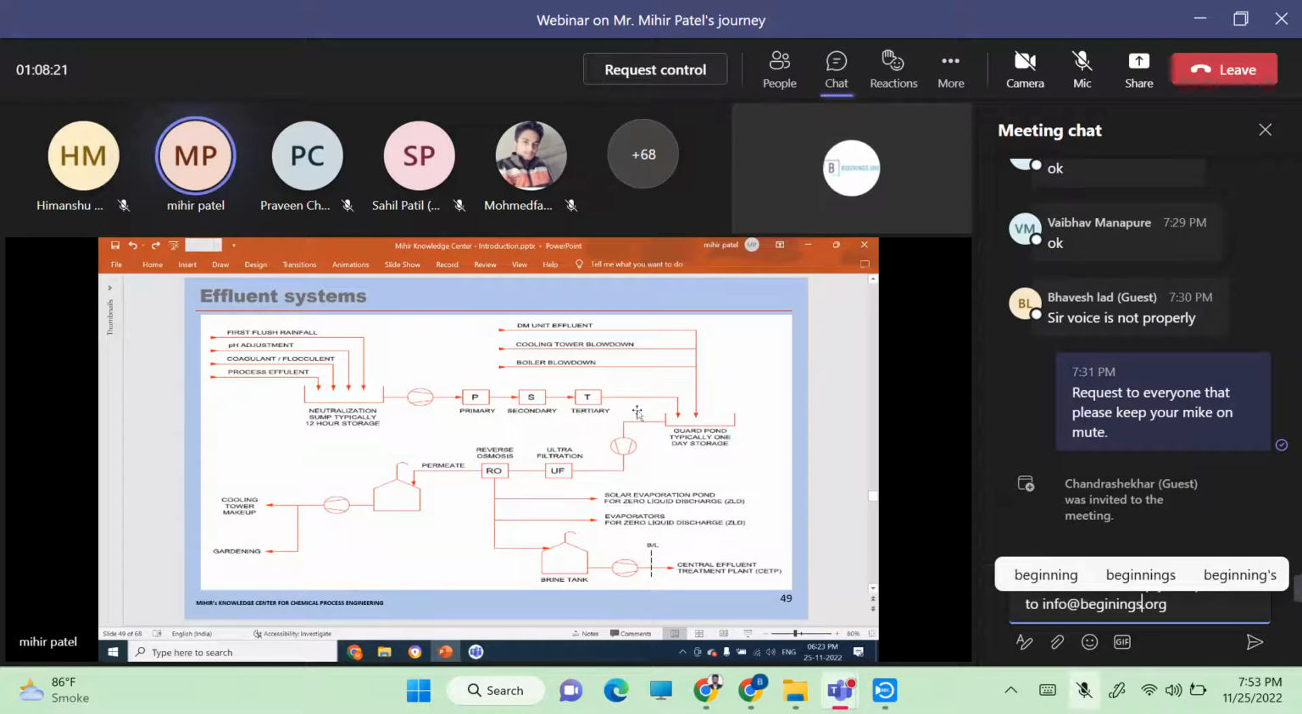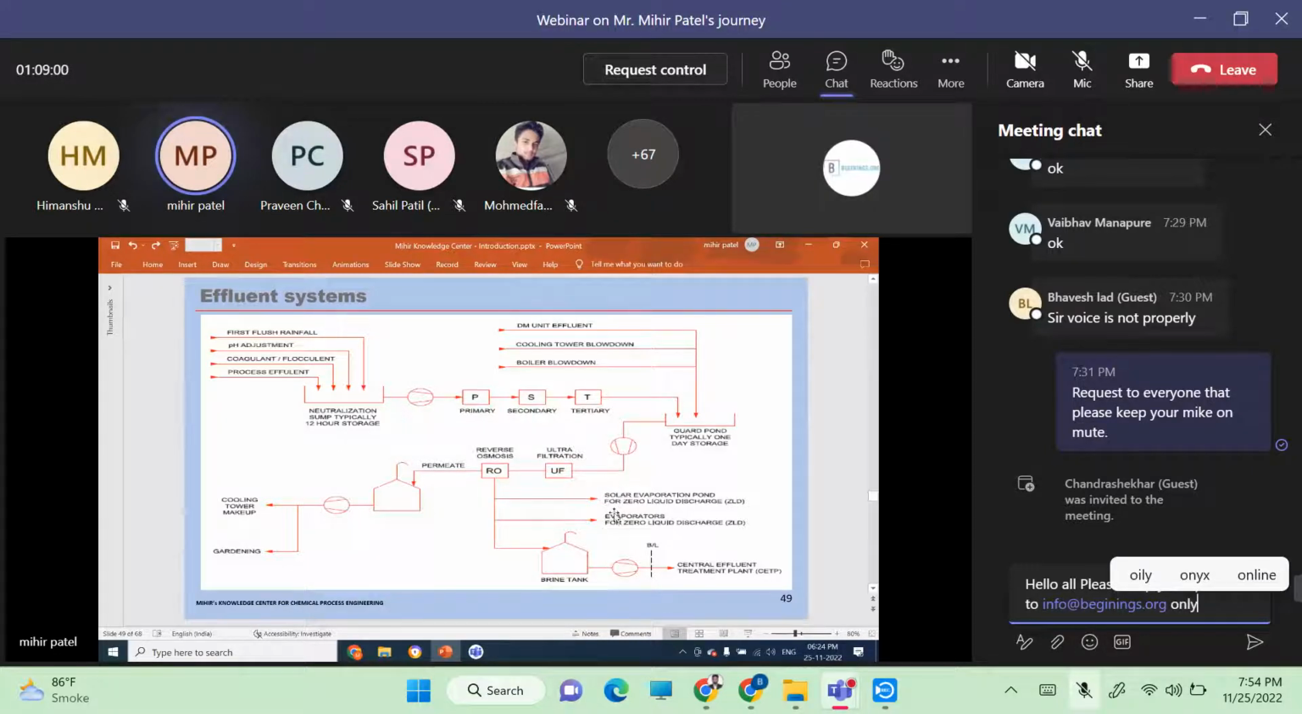This guard pond is kept so that in case you have any upsets here, you do not pass this effluent outside of your complex basically, okay? That's why it's called a guard pond. Typically 1 day storage. And from here now you have many options. You can put up ultrafiltration, reverse osmosis and take the permeate from the RO, use this water back. So this is called a ZLD plant, okay? Zero liquid discharge. So even the brine from the RO is taken to a solar evaporation pond. So that is called a ZLD, zero liquid discharge plant, okay?